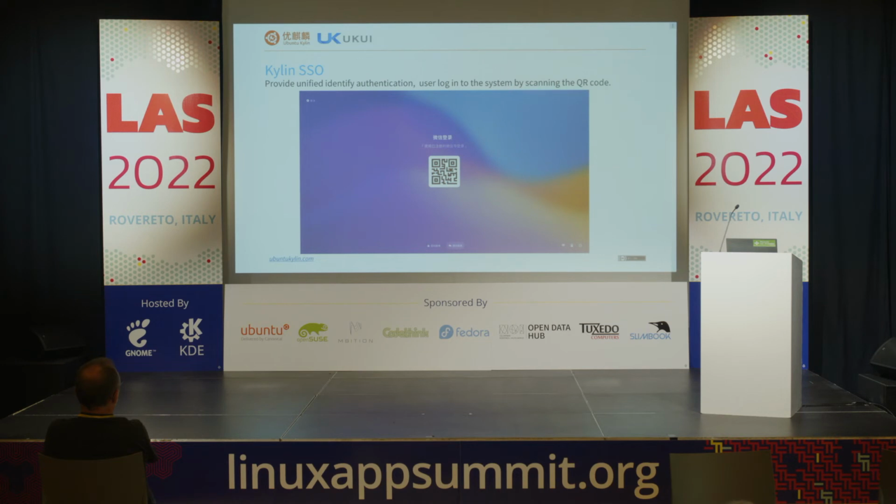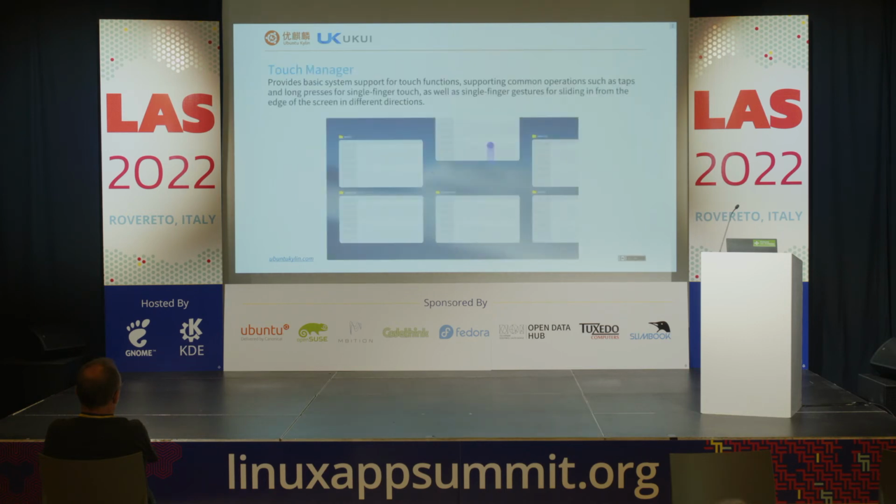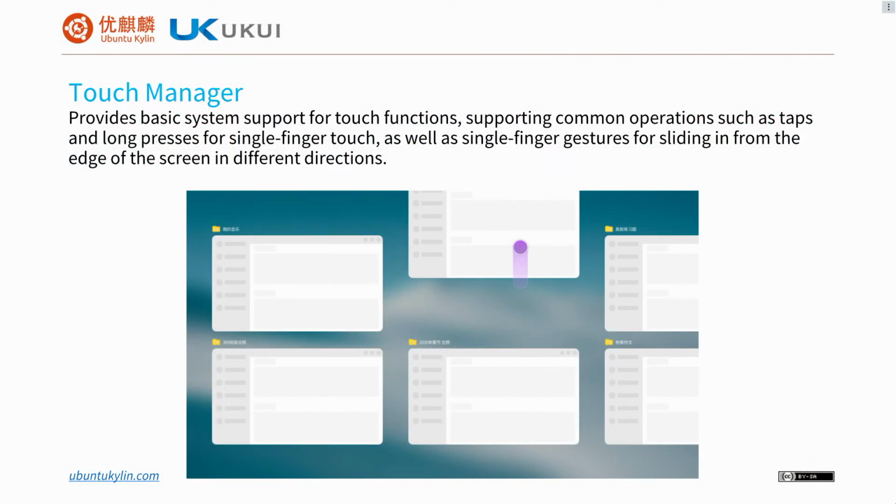Next, I will introduce some features of the tablet mode. First, we provided a unified identifier authentication, which lets you log into the system with your social account by scanning the QR code. And our Touch Manager provides basic system support for touch functions, such as taps and long presses, as well as finger gestures.